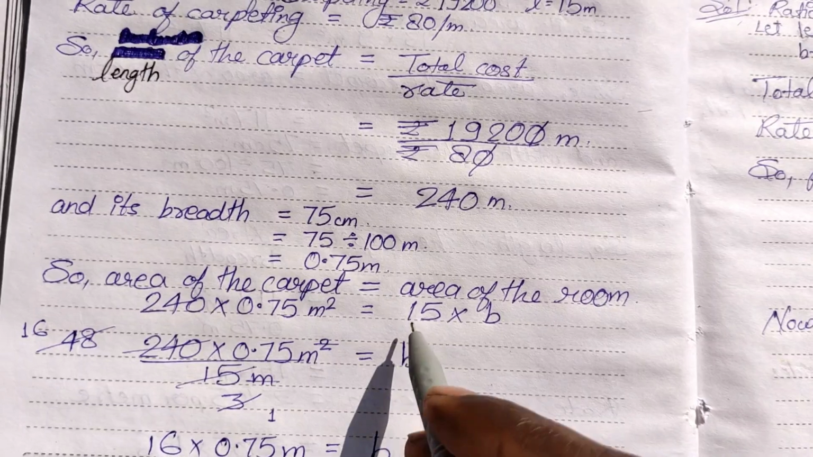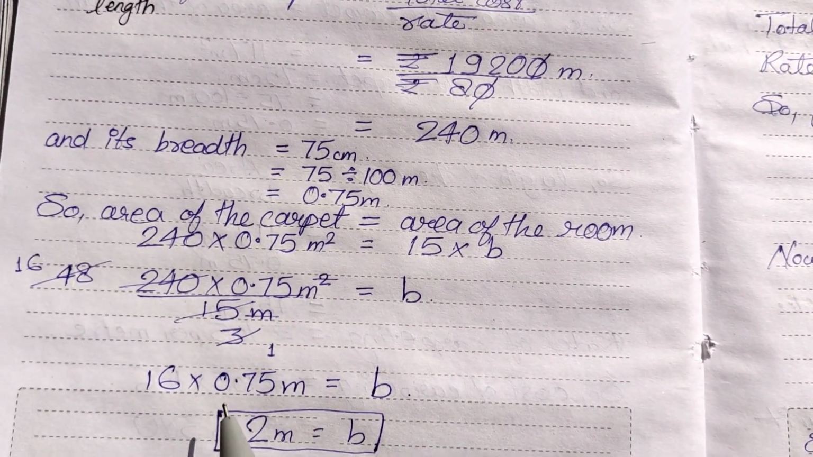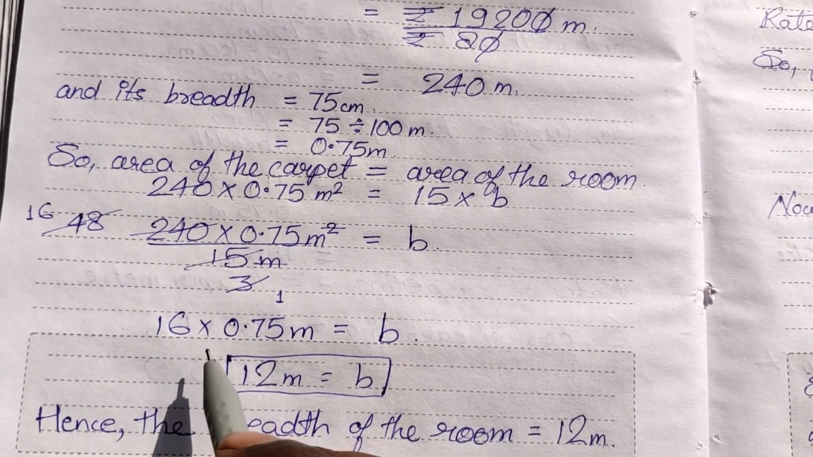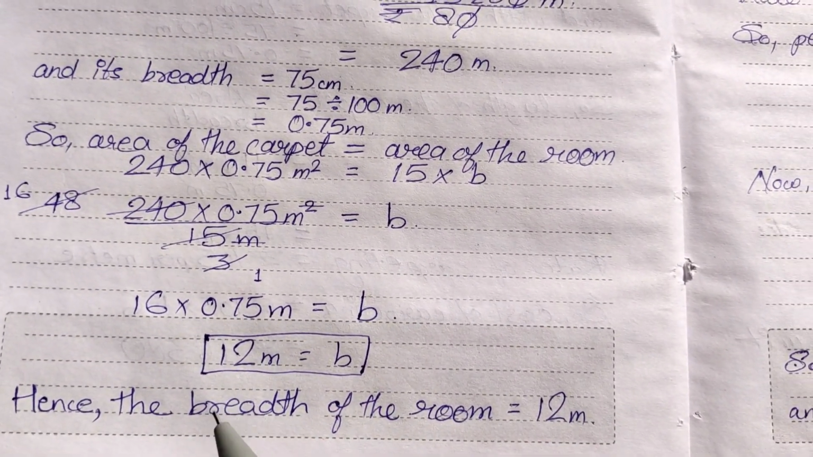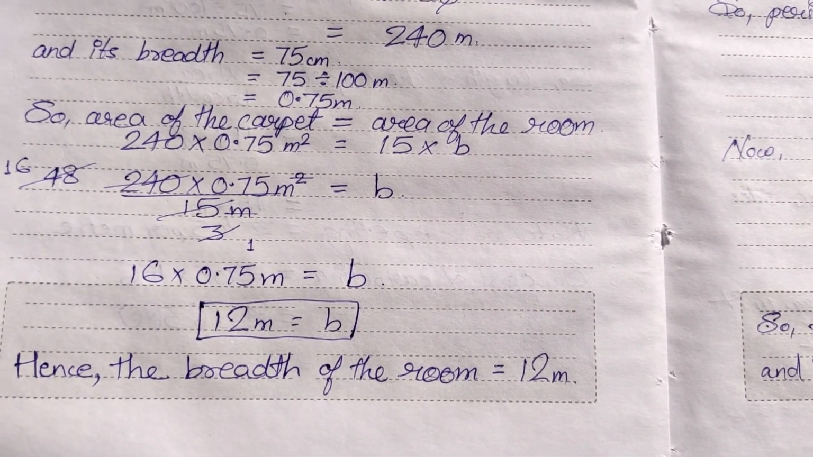Now transfer this 15 to the left side. Calculating this, we have 240 into 0.75 meter equal to breadth. Now multiplying these two, we have 12 meter as breadth. Hence the breadth of the room is 12 meter.